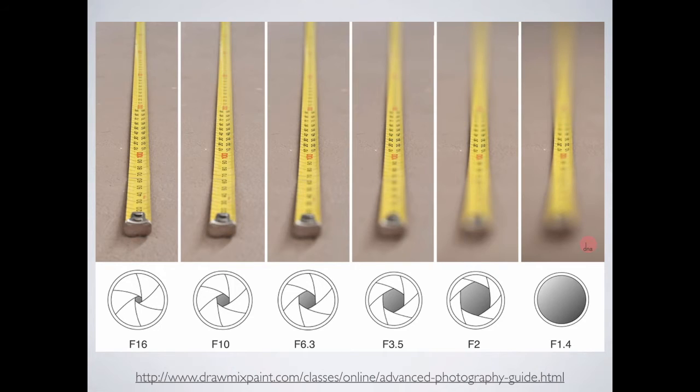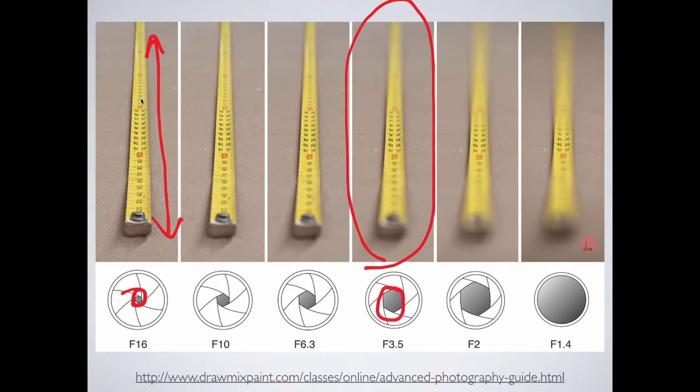So we start right here with the f16. As we look at that f16, it's a small, small hole. Almost the entire length of the tape measure here is in focus. As we jump over, I'll go to this one next, the f3.5, a little bit bigger. The very center here is nicely in focus. But if we go this direction, it's blurred, and this direction is also blurred. So you can see that depth of field is getting smaller.